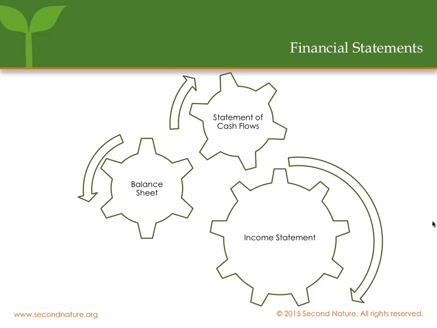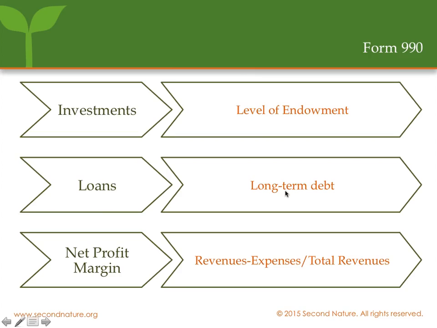The balance sheet, which provides a snapshot of assets, liabilities, and net assets on a particular day. The statement of cash flows, which summarizes the sources and uses of cash and reconciles that cash from the beginning of the year to the end of the year. Lastly, the income statement is a summary of all the revenues and expenses of the institution during an accounting period.